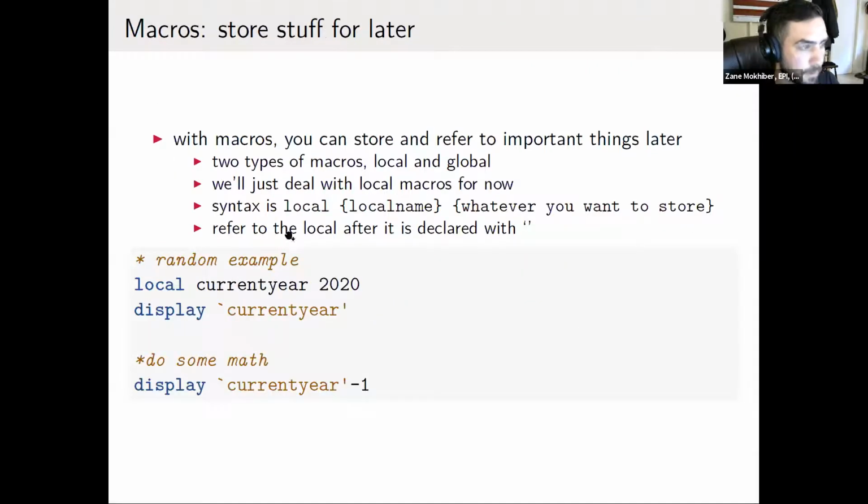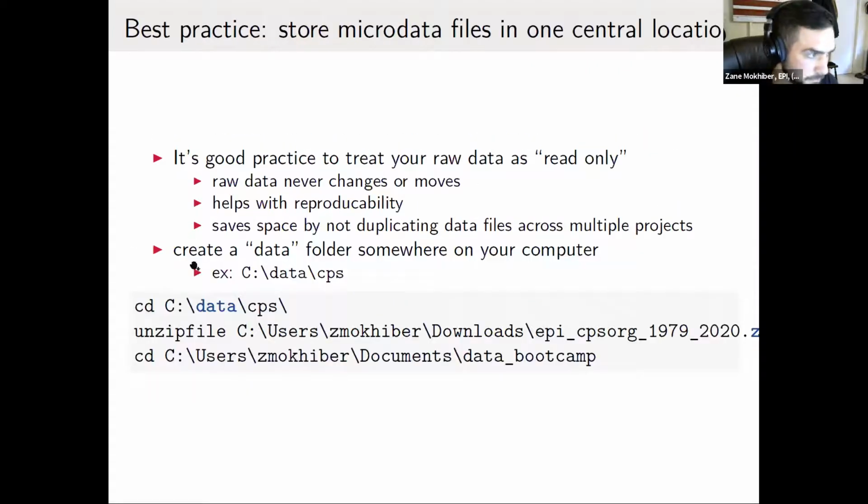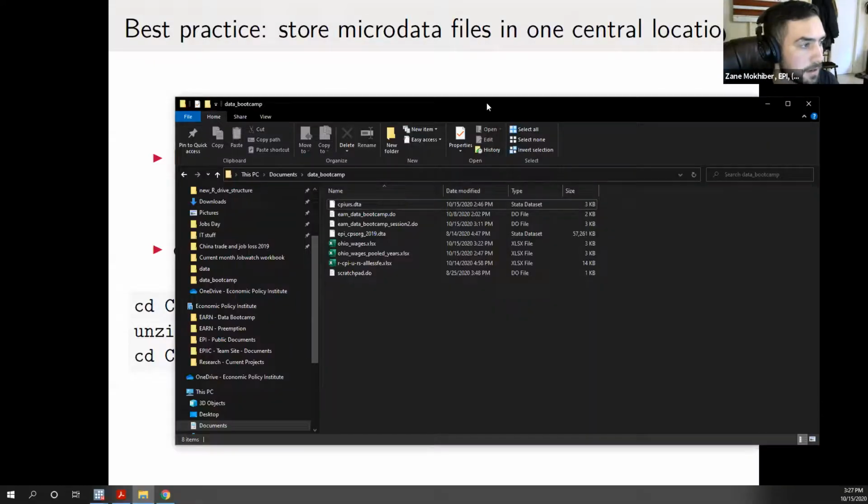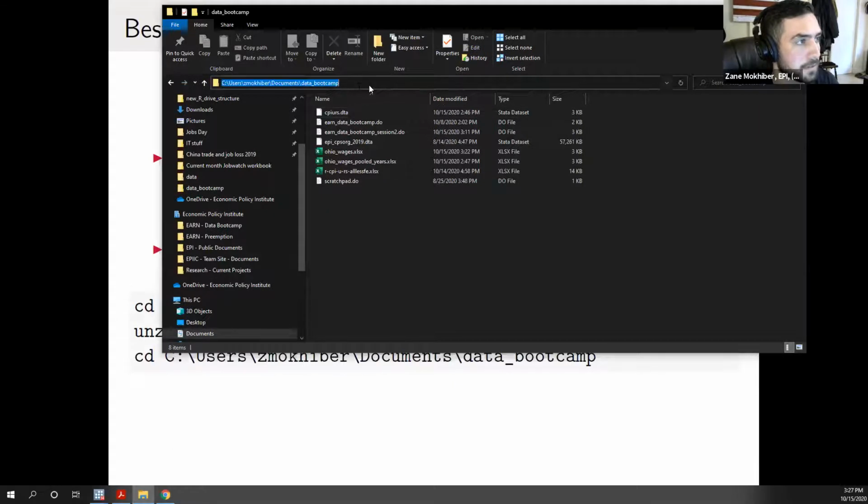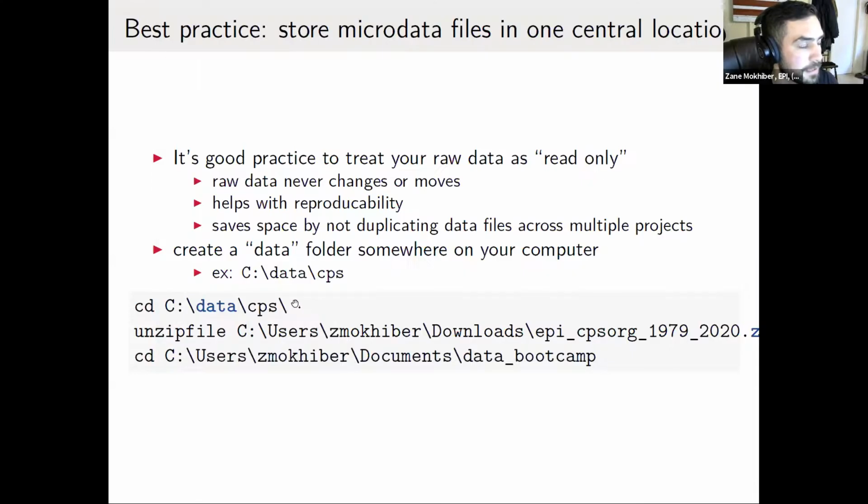So what I've done on my computer is I've created a data folder under C data at CPS, and I've extracted it there. If you've downloaded it, you can create that folder somewhere on your computer, and you don't even have to extract it yourself. You can extract the zip files with your computer's zip utility, or you can actually just use Stata to unzip the files.